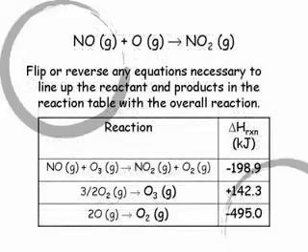Well, first we're going to flip or reverse any of the equations necessary to line up the reactants and products in the reaction table with the reactants and products in the overall reaction. The top equation in the reaction table is fine, but the middle and bottom reactions need to be flipped. When we flip those, we need to make sure that we also change the sign. So negative 142.3 becomes positive 142.3, and positive 495 becomes negative 495.